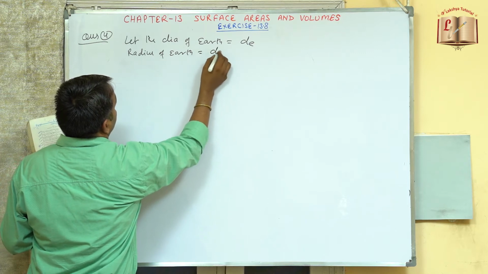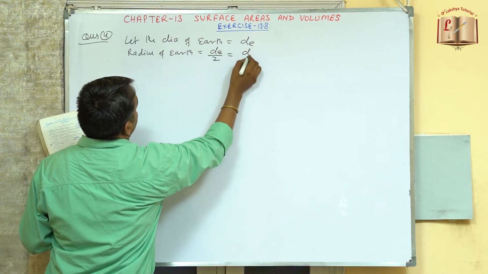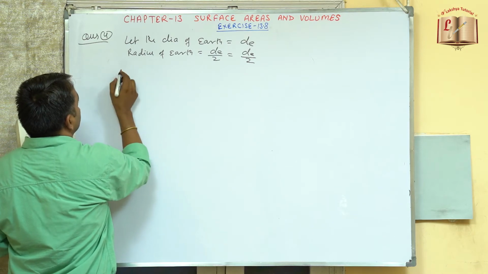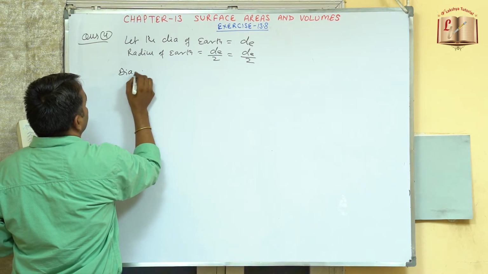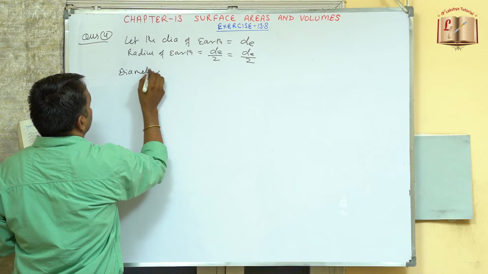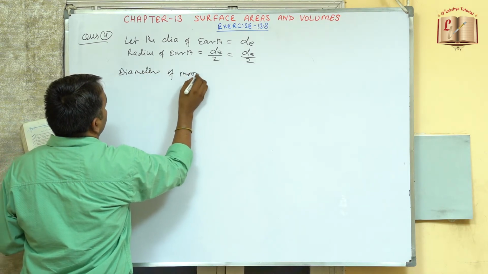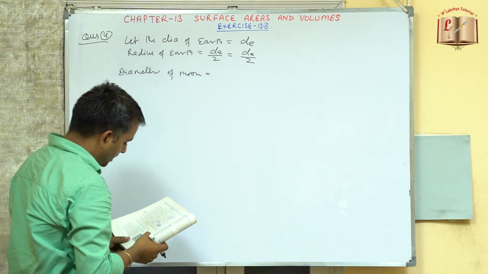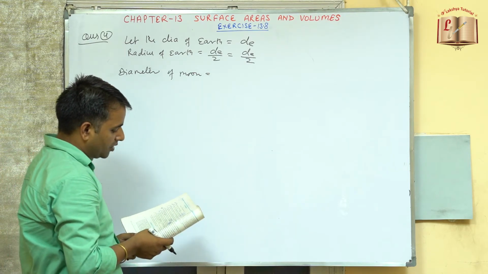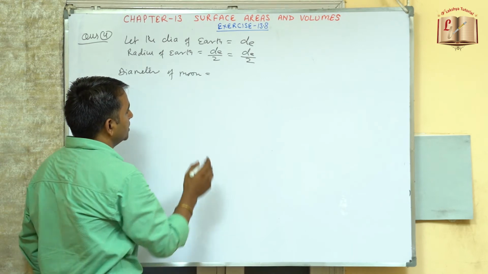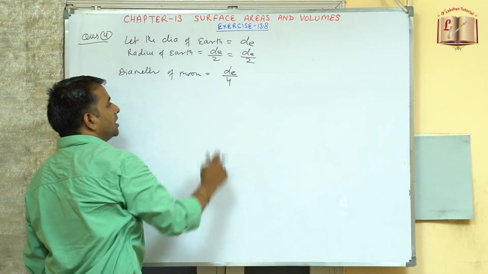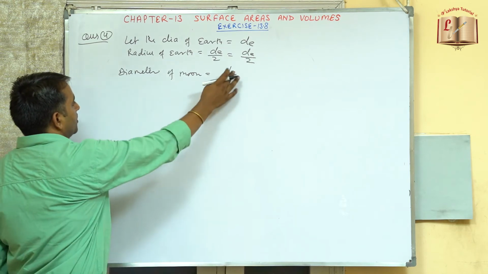Radius of earth will be equal to diameter by 2, so this is now dE by 2. Similarly, the diameter of moon is given as approximately 1/4 of the diameter of the earth. So I have written dE by 4.